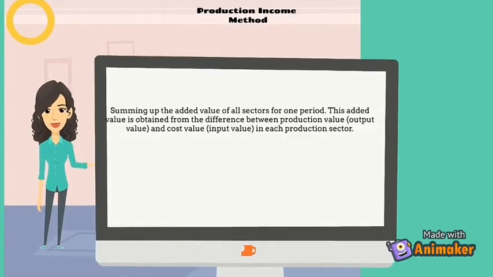Production approach method: summing up the added value of all sectors for one period. This added value is obtained from the difference between production value, output value, and cost value, input value, in each production sector.